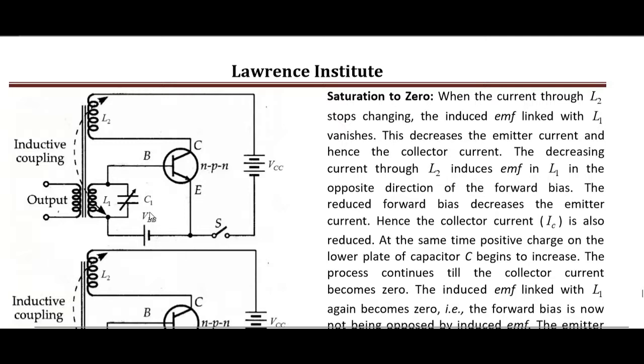Now, keep in mind that from the LC circuit we get oscillation like this. So the responsibility of this battery VBB is to keep the emitter base junction forward biased during the positive as well as the negative half cycle. Now here VCC is the collector battery. Its basic responsibility is to keep the collector base junction reverse biased.